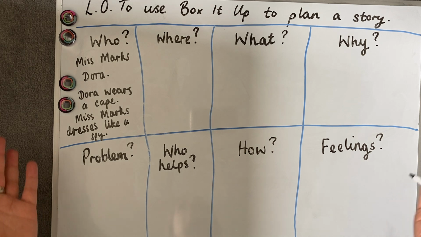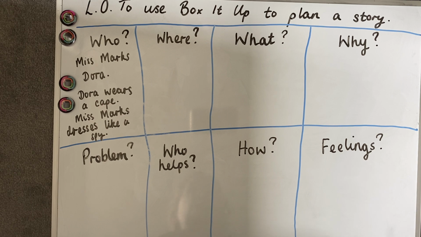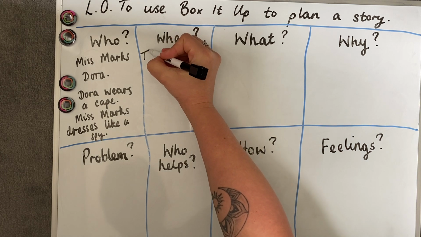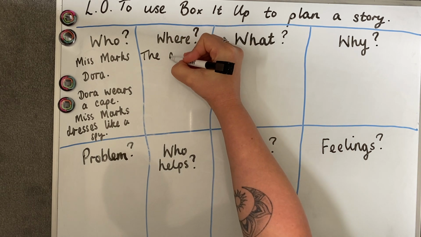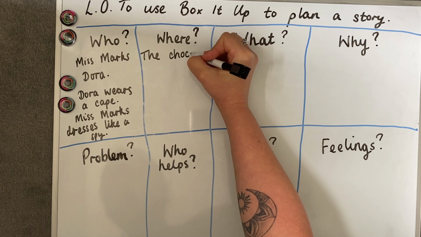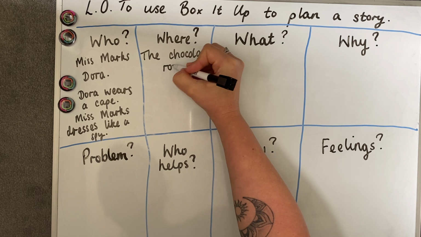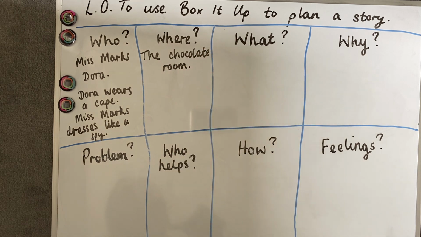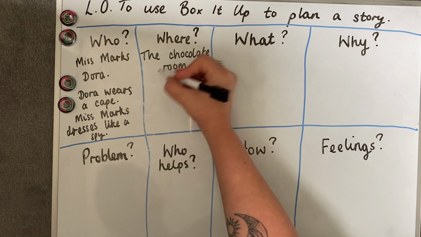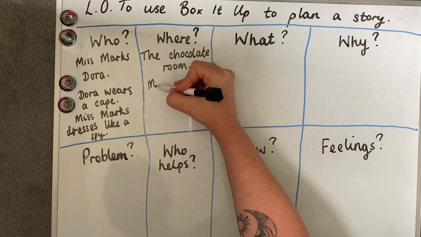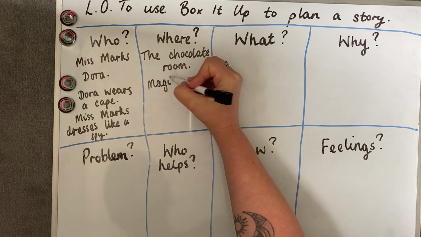Now this one really should be the easiest part if you did last week's writing task, because lots of you have already described the chocolate room, okay? Because that is the setting for our story. So the chocolate room. I'm going to pop a couple of adjectives in here that I use to describe the chocolate room, okay? So the chocolate room is magical.